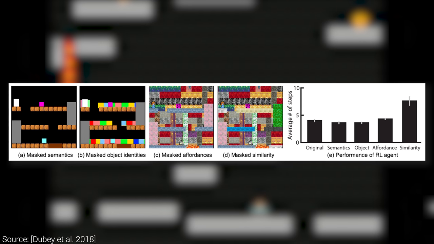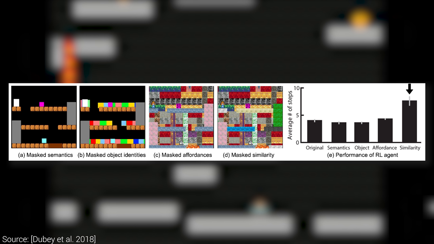So, what about the machines? How are learning algorithms affected? These are the baseline results. Adding masked semantics? Barely an issue. Masked object identities? This sounds quite hard, right? Barely an issue. Masked platforms and ladders? Barely an issue. This is a remarkable property of learning algorithms, as they don't only think in terms of visual cues, but in terms of mathematics and probabilities.